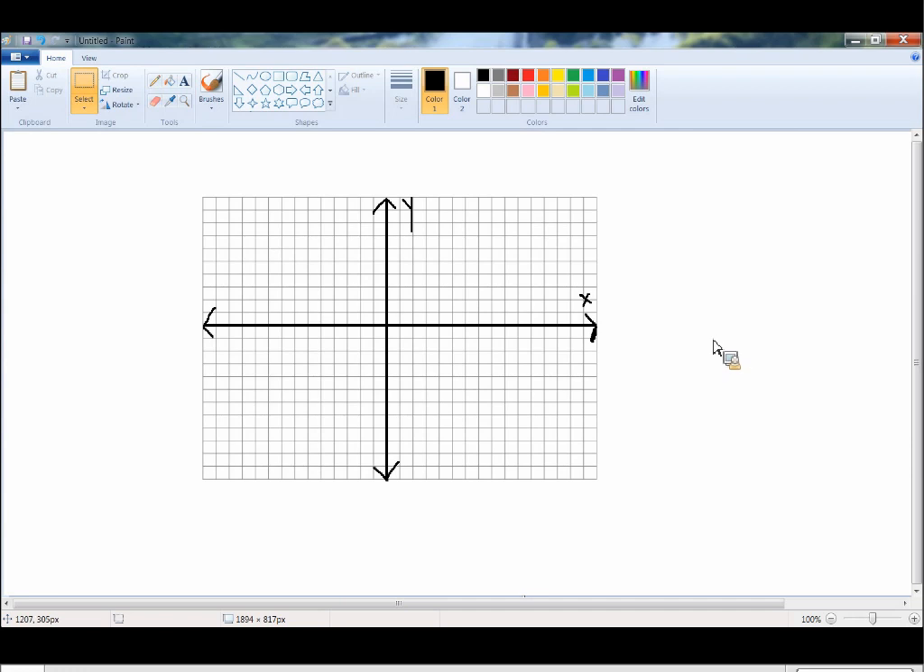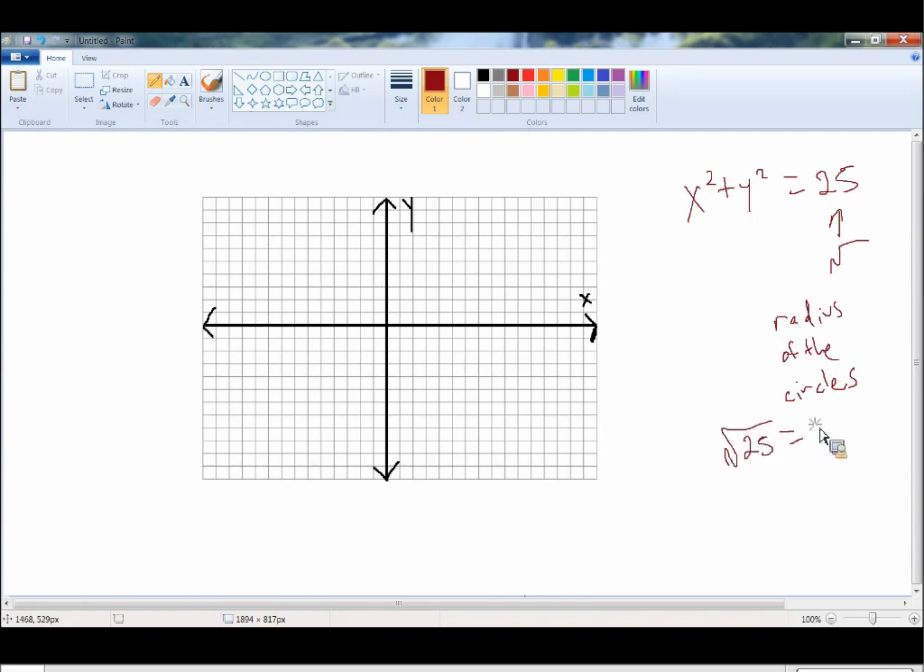Okay, but the only one that I'm really going to focus on is a circle. A circle is where both terms are squared, and the last term is the radius. So if you have, for example, x squared plus y squared equals 25, let's say, the square root of whatever that is, is the radius of the circle. So what is the square root of 25 over here? Of course, the answer is 5.